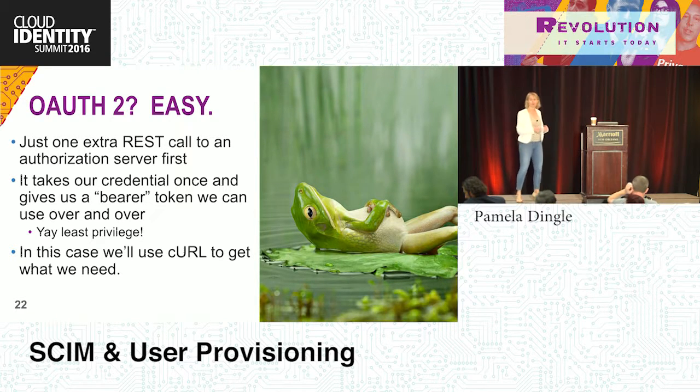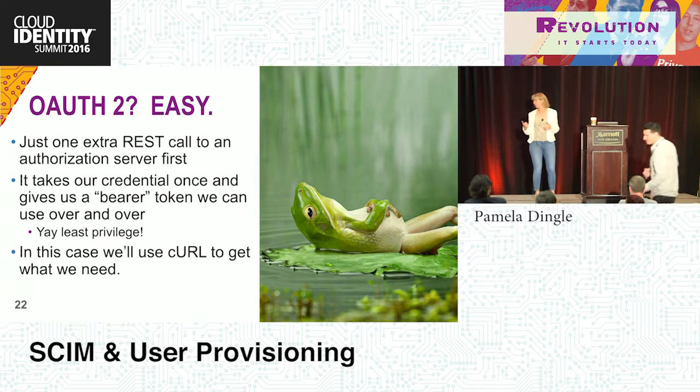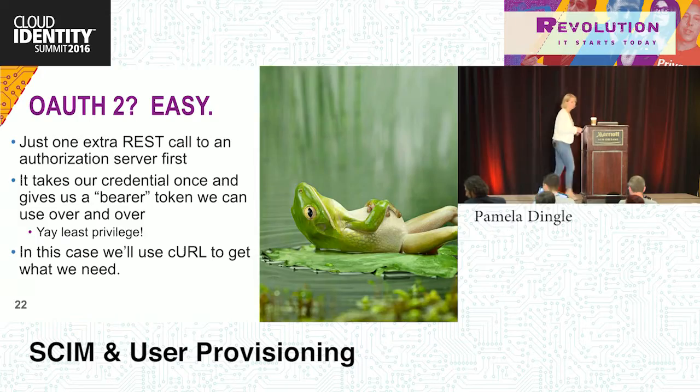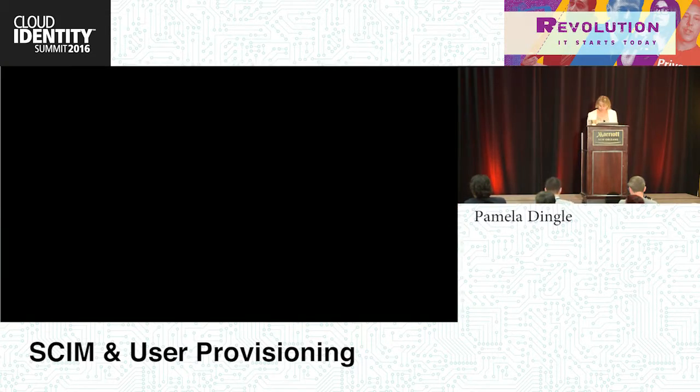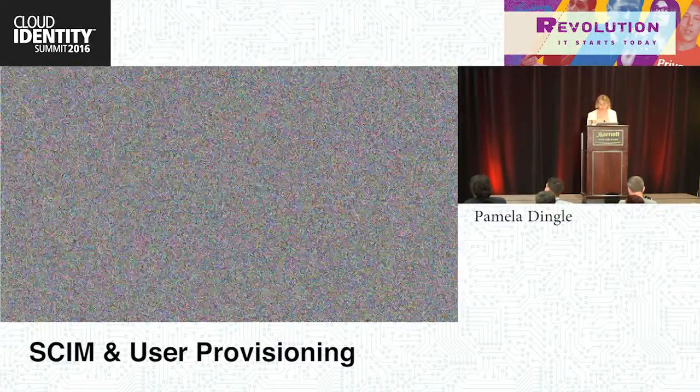All we're going to do is make an HTTP call to an authorization server, and we're going to pass it our username and password. What comes back will be an access token that we then get to use for all the rest of our SCIM transactions. So let's try that right now. I will show you first what it looks like, and then I'll paste it in there.